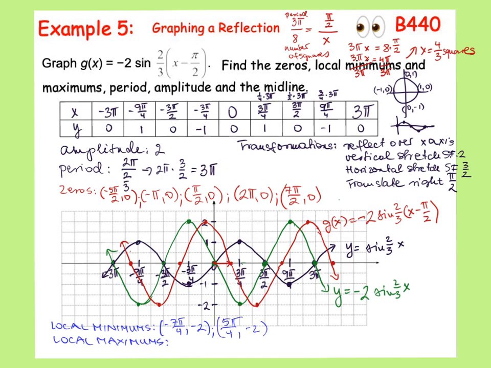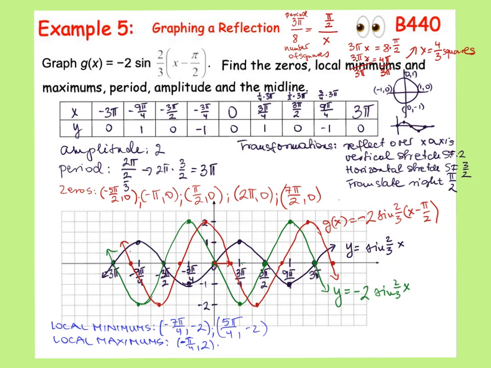So now we move on to the local maximums. So let's go ahead and find the first local maximum, which is here. So that's -3 pi over 4 plus pi over 2. So negative 3 pi over 4 plus 2 pi over 4. So it's negative pi over 4. So negative pi over 4, and the y coordinate is 2.